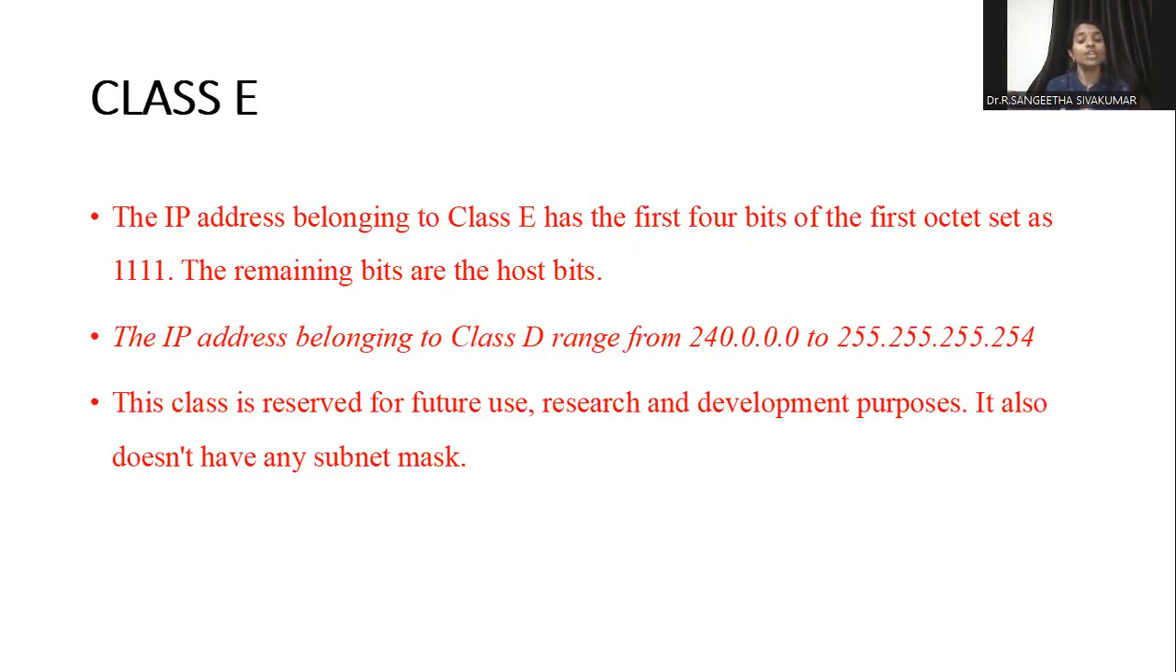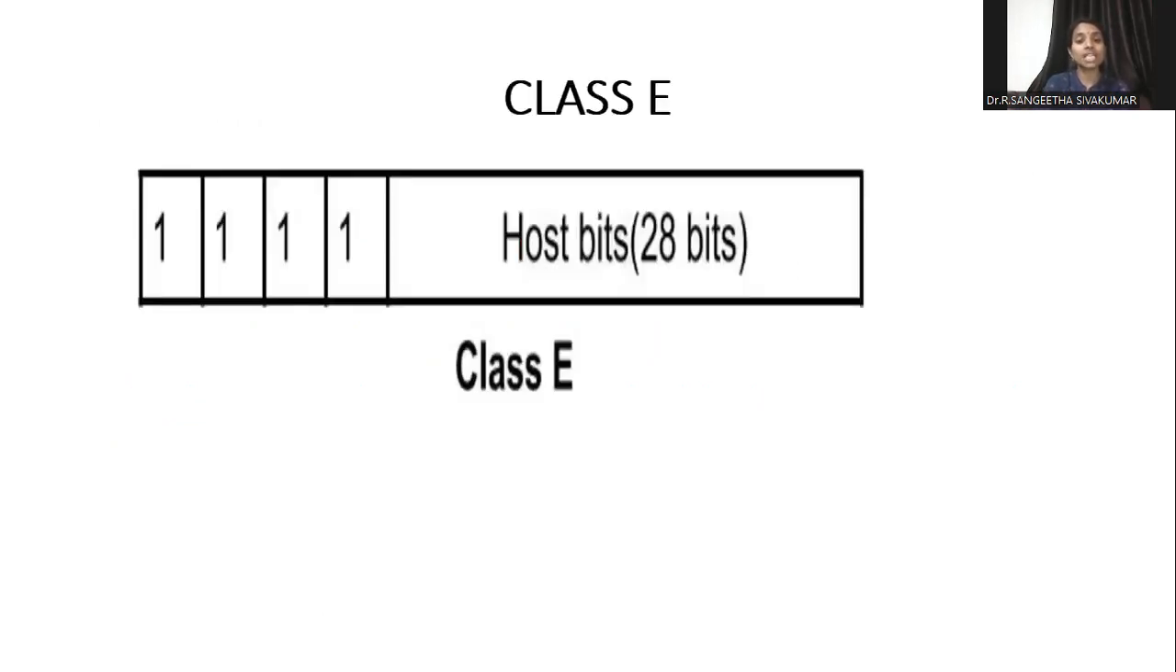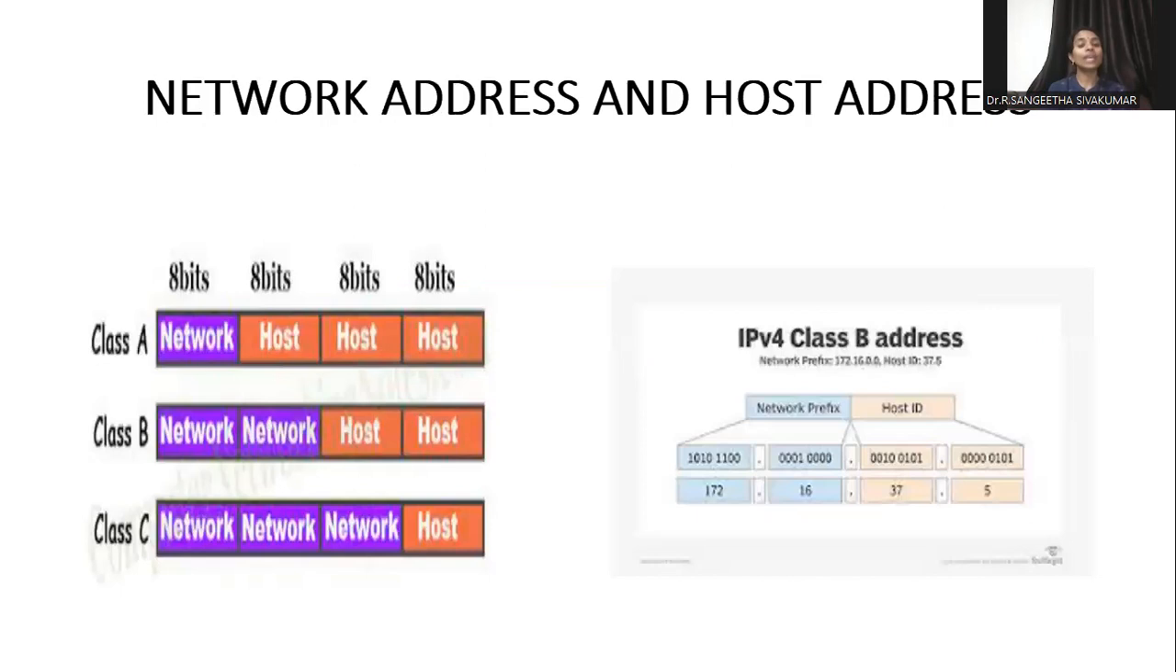An IP address belonging to class E is mainly used for future use. It ranges from 240.0.0.0 to 255.255.255.254. So this is class E, where you can see it starts with 4 ones, and the host bits include 28 bits. Here we have a pictorial representation of how the network address and the host address of each class look.